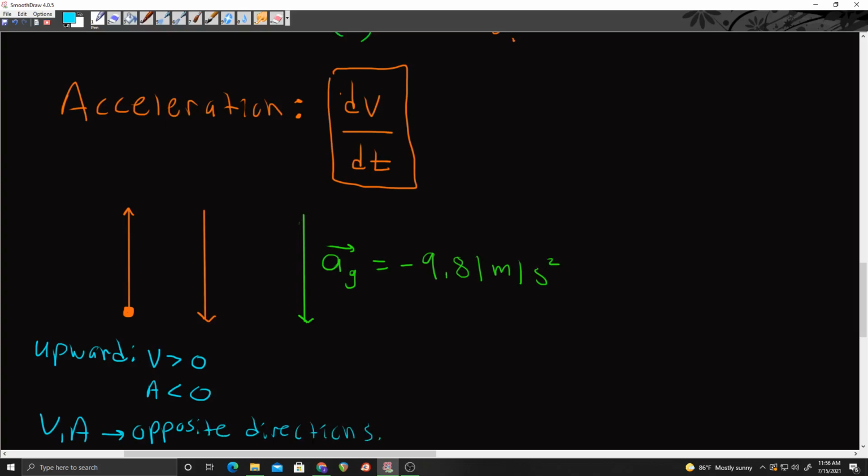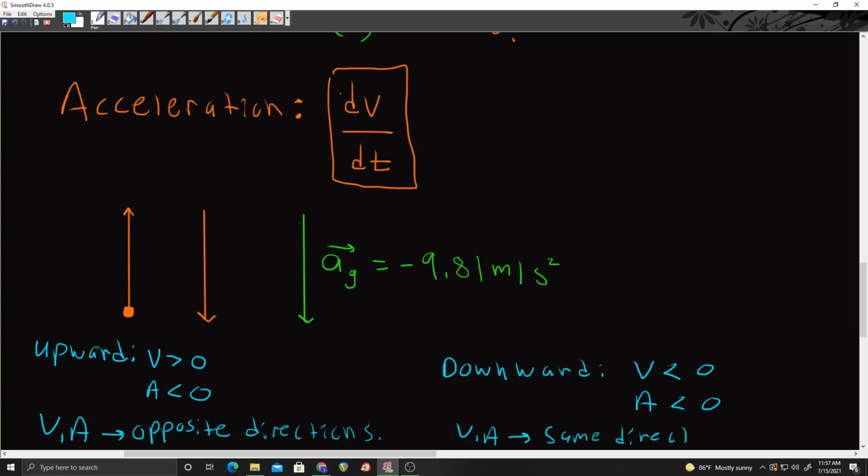On the other hand, when we're going downward, the velocity is negative, the acceleration is negative as well. So the gravity is helping the thing that's already going down to move down even faster. So in this case, velocity and acceleration are in the same direction.